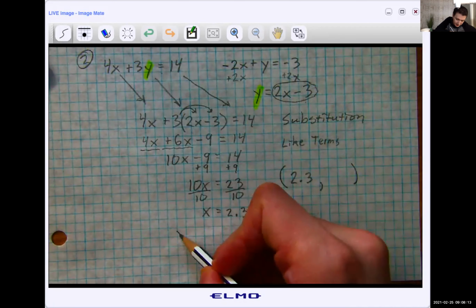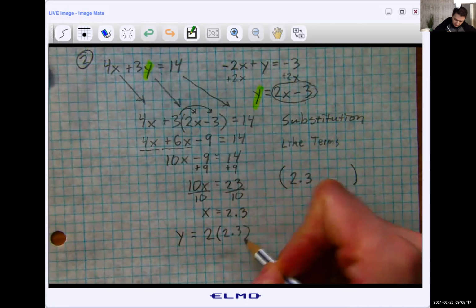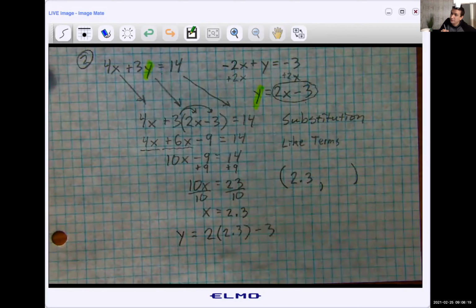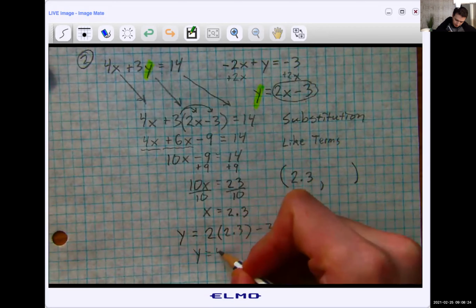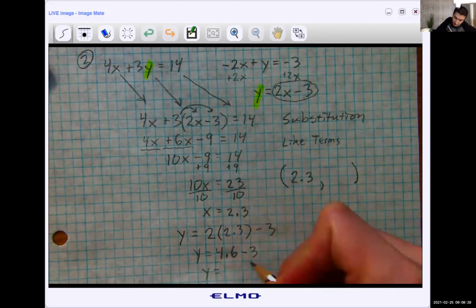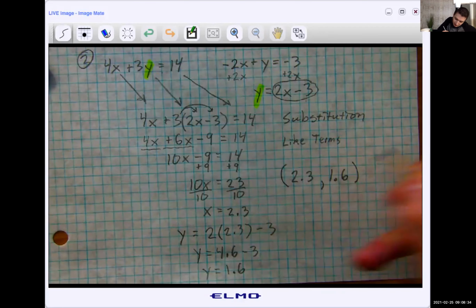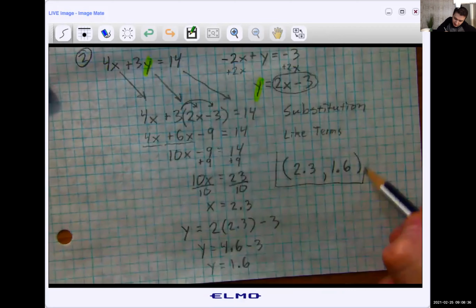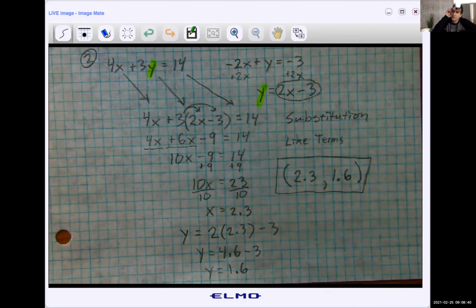So our y is going to be 2 times 2.3 minus 3. So our y is, what is that, 4.6 minus 3? Ooh, that's a nice subtraction. That's just 1.6. Yes, sometimes you get decimals, sometimes you get fractions. It's fine. You just stick with it.